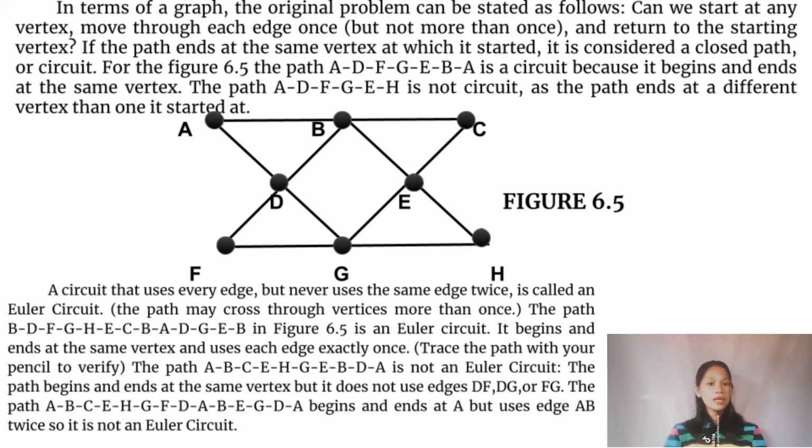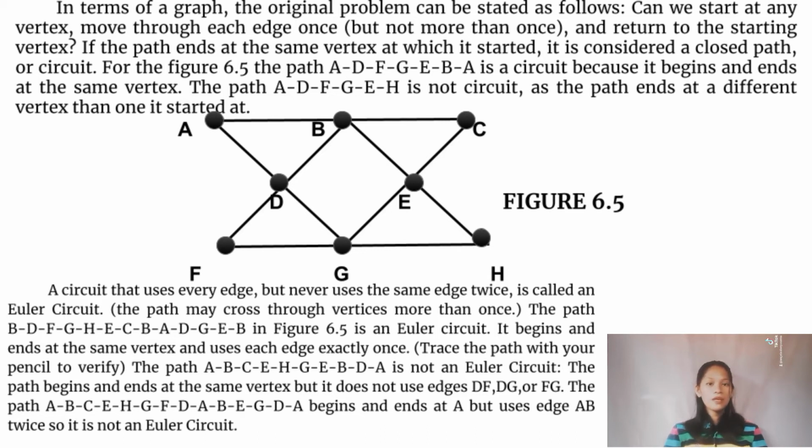The path BDFGHECBADGEB in figure 6.5 is an Euler circuit. It begins and ends at the same vertex and uses each edge exactly once. The path ABCEHGEBDA is not an Euler circuit. The path begins and ends at the same vertex, but it does not use edges DF, DG, or FG.